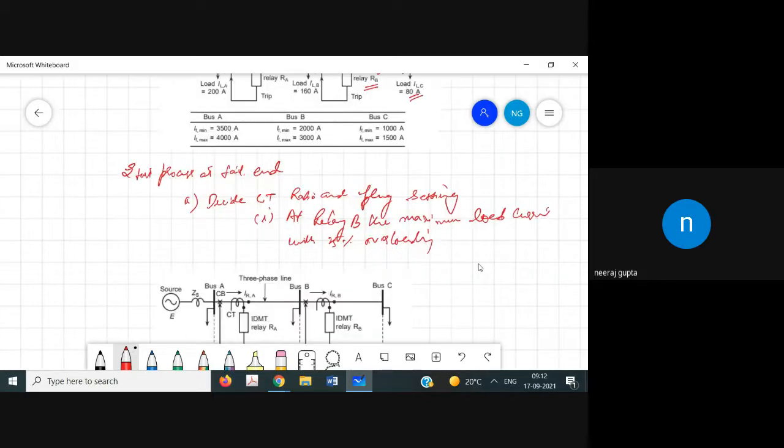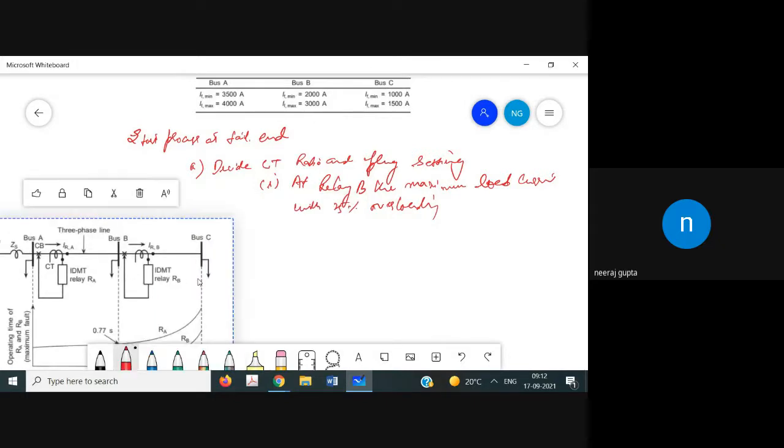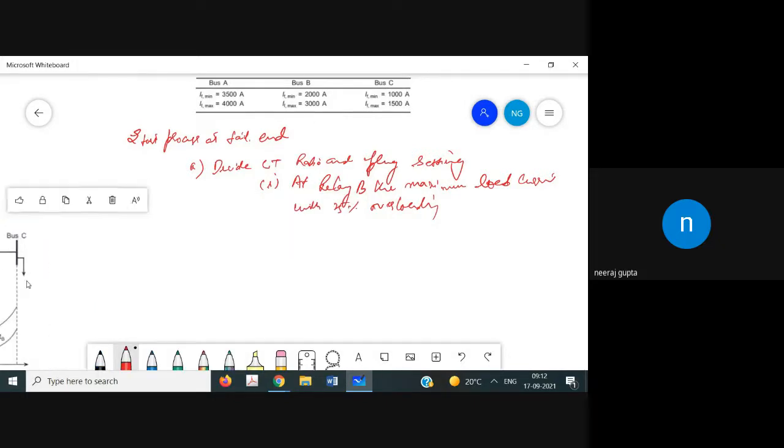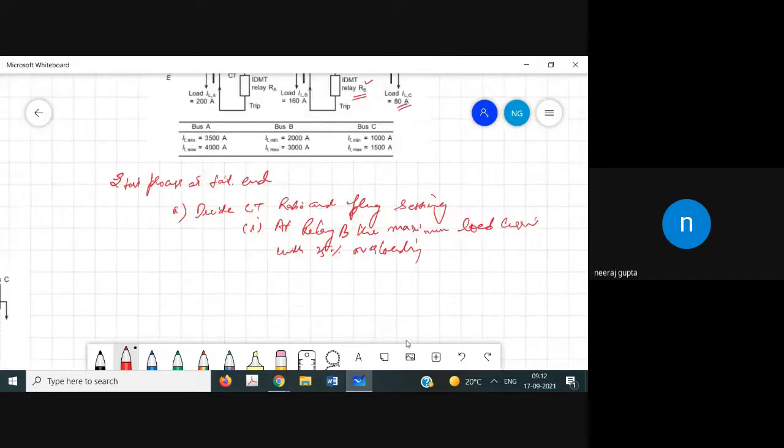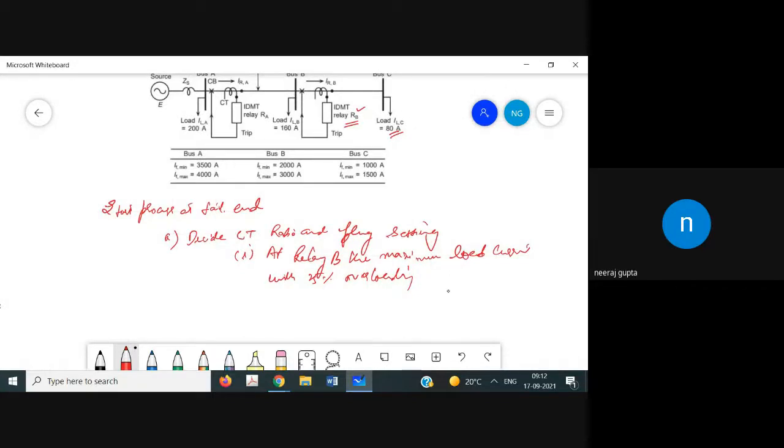From this figure, you will see that the maximum load current is 80 amperes, and we have to take 25% overload. So the total current at relay B is 80 plus 25% of 80, which equals 100 amperes.